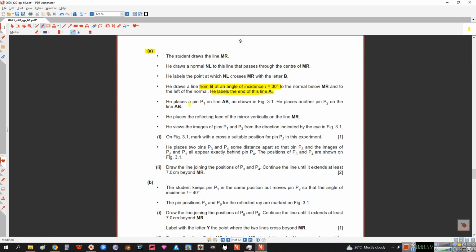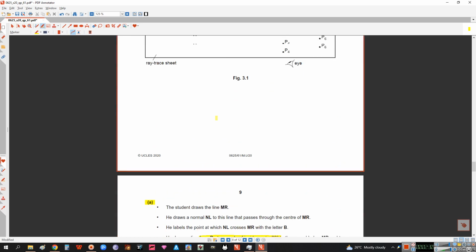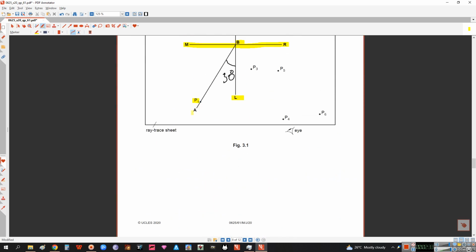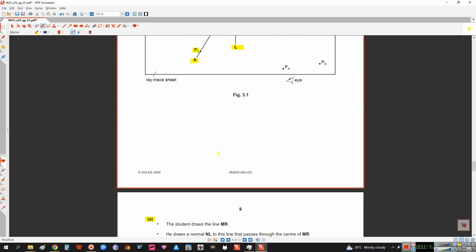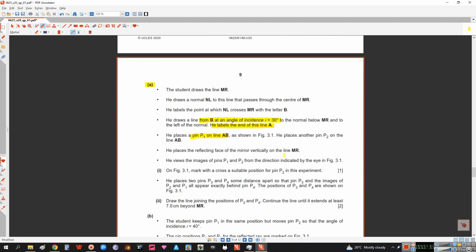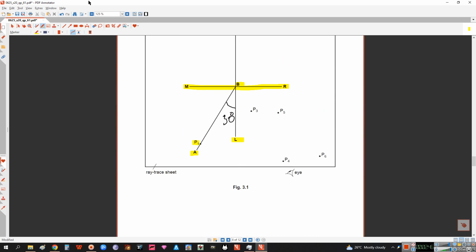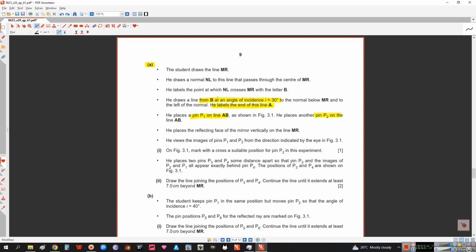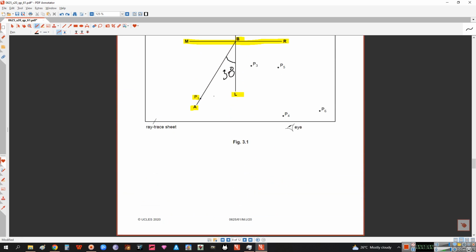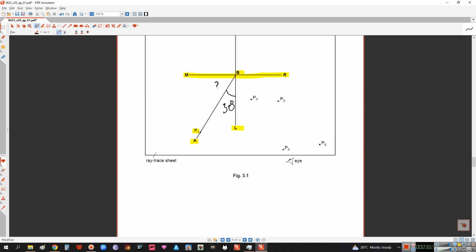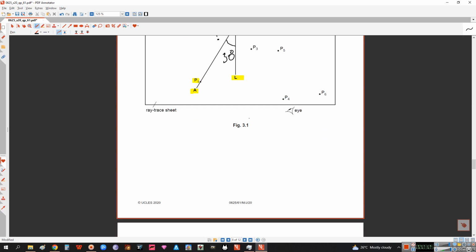he places a pin P1 on line AB. This is A and B, and over here, this is P1. And he places another pin P2 on line AB. But as you can see in the diagram, the position of the second pin is not known. So we don't know where P2 is, so we're just going to put a little question mark over here, that we need to find this P2.